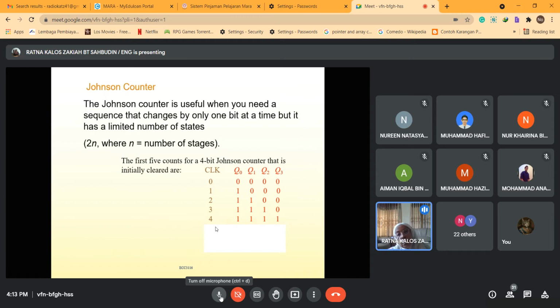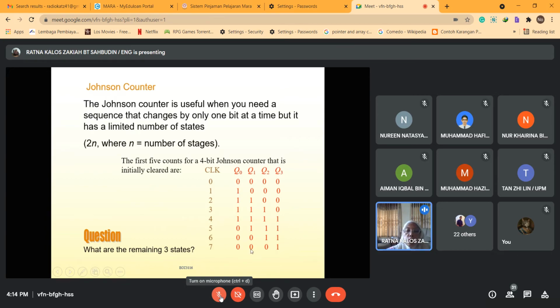It will be shifted, okay? Remember, this is a 4-bit. So what are the remaining 3 states? You have 0 1 1 1, and then you have 0 0 1 1, and then the last clock here you have 0 0 0 1.